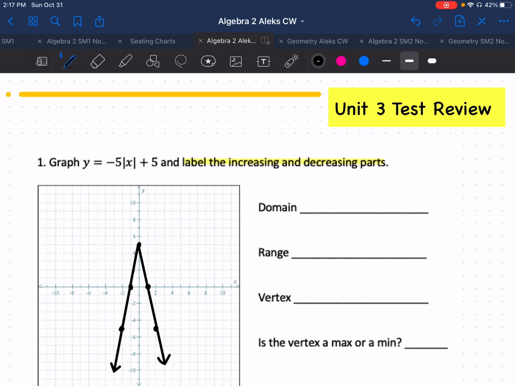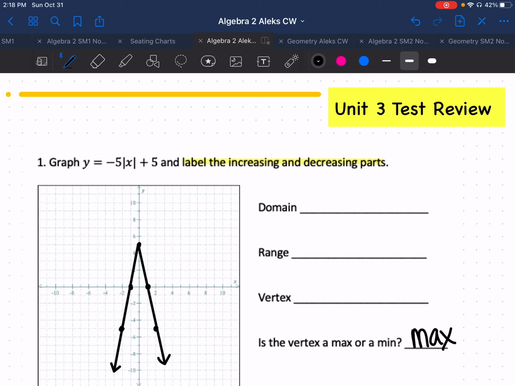Now, it might be helpful for you, at this point, to identify if your vertex is a max or a min. Because if you do that, you can look in your notes and then you don't have to worry about if you got the increasing and decreasing parts correctly, because it's going to match whether your graph is a max or a min. So you just have to decide, is this point right here, the vertex, a max or a min? Is it the high point or is it the lowest point? Well, yep, if you said max, you got it correct.